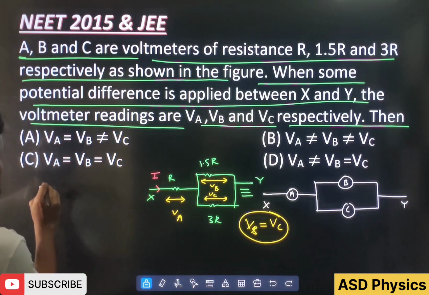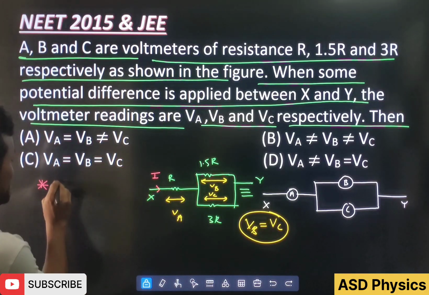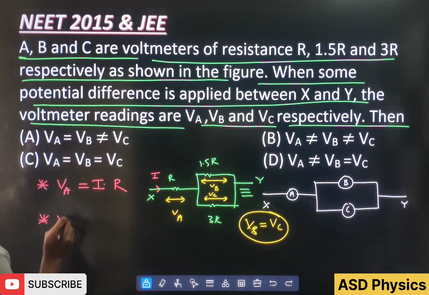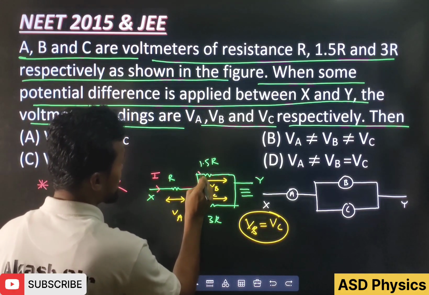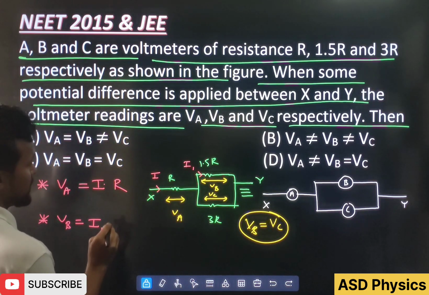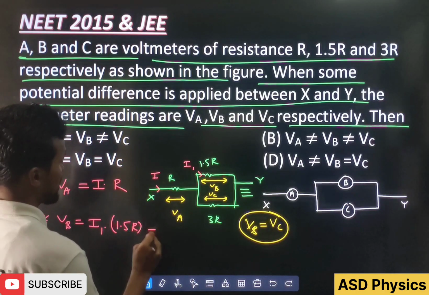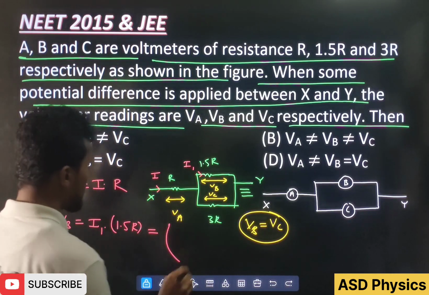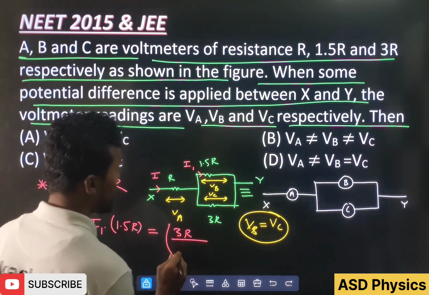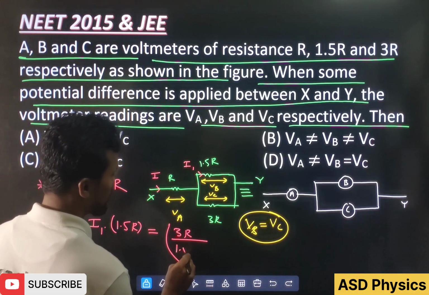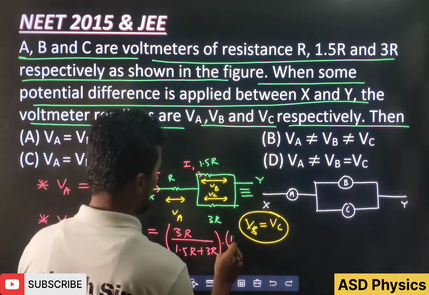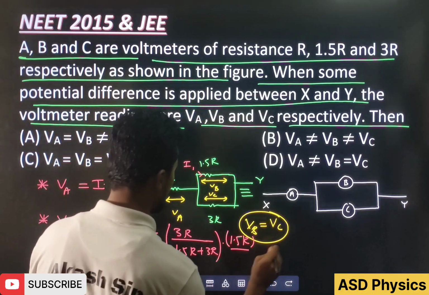So what is the VA, students? VA will come from Ohm's law, I into R. Now if I talk about VB, let's take the current divider theorem, the current flowing here is I1. So I can write I1 into the resistance 1.5 R. Now you remember I have taught you the current divider theorem. According to the current divider theorem, I1 means R2 by R1 plus R2. R2 is 3R by R1 plus R2, 1.5 R plus 3R, and into 1.5 R. This 1.5 R, this 1.5 R.